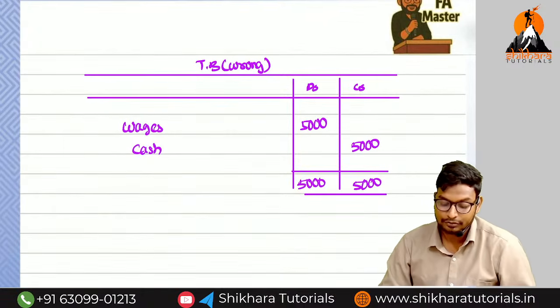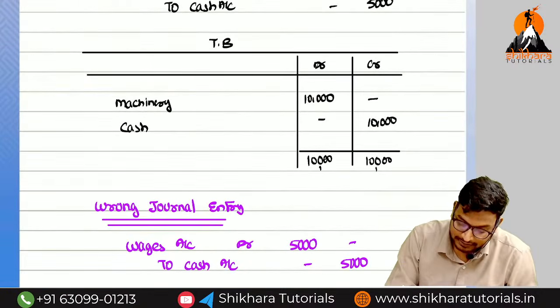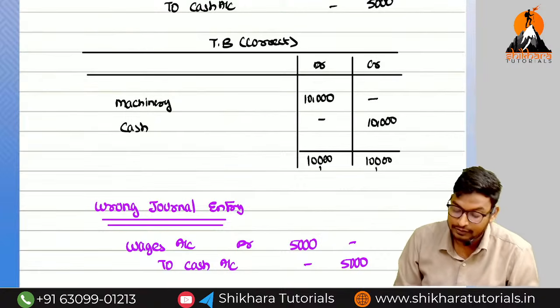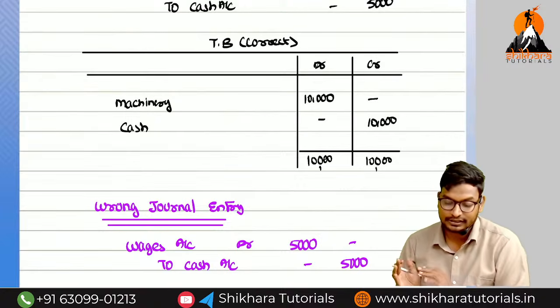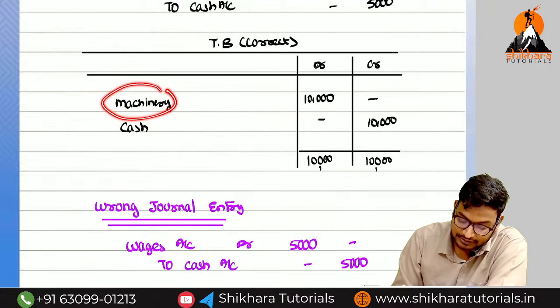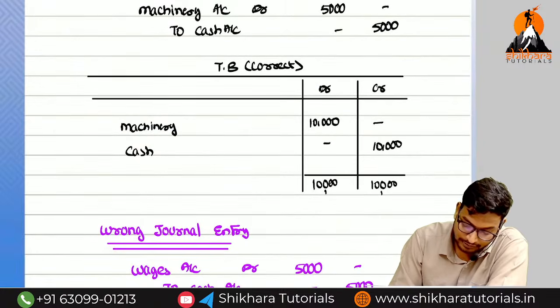Now we have to compare the two trial balances. What are the two trial balances we have to compare? Correct one and wrong one. Is this correct or wrong, amma? This is the correct one. So check, see the first, the correct one, ma. On the debit side what thing should be there? Machinery. And on the credit side what thing should be there? Cash. So here, I have recorded the wrong amount.